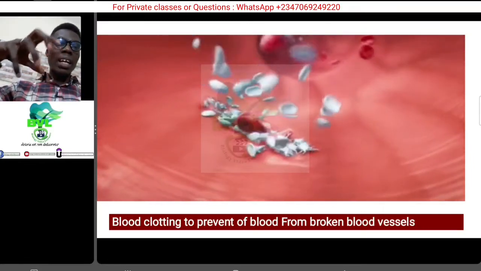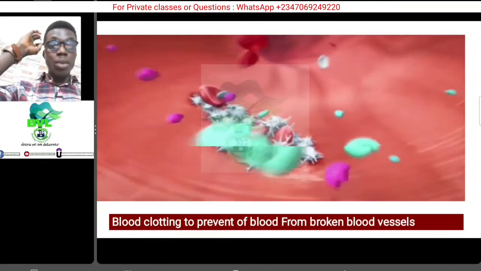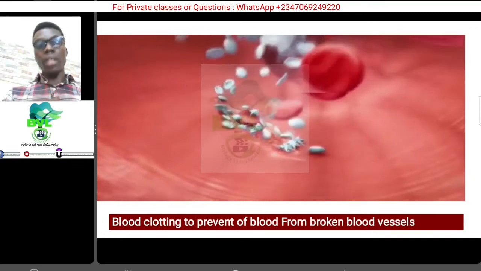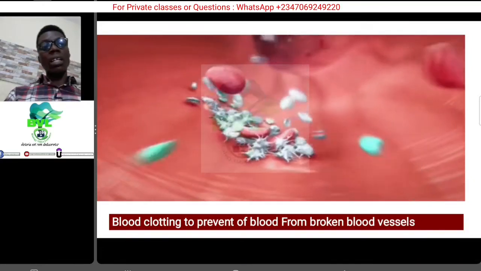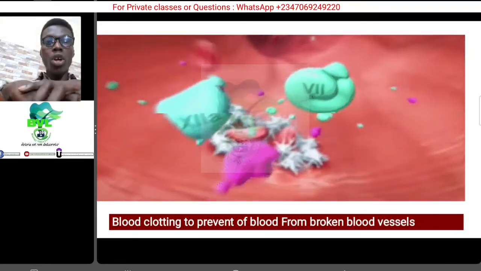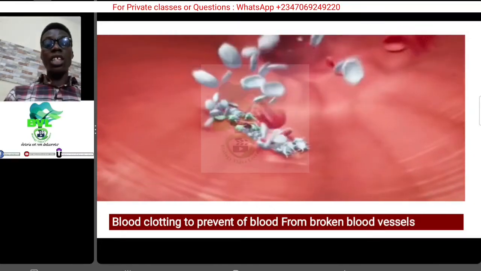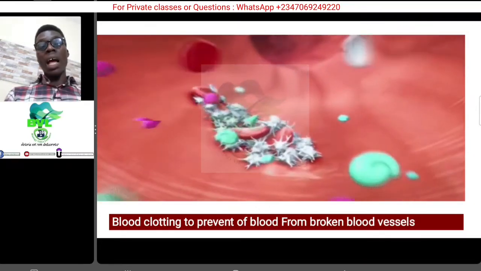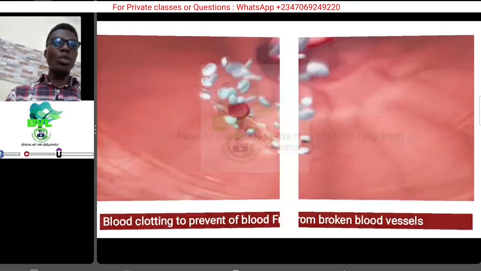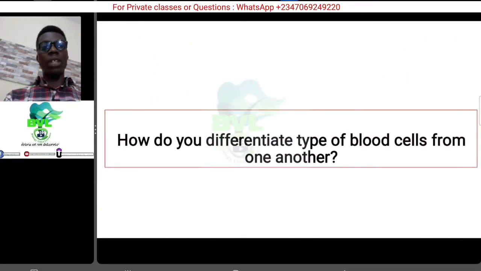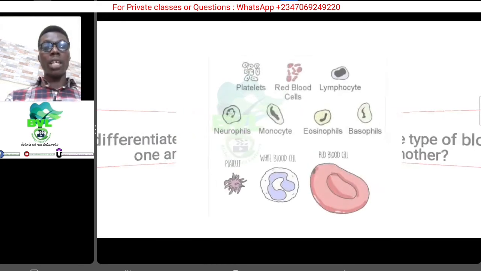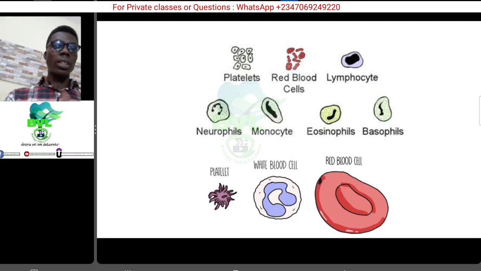Those things that look like fragments are the platelets, and the red blood cells, and some other white blood cells come around. Everybody comes around there to block off the bleeding, but it is initiated by platelets and some other clotting factors like that. So now the question is, how do you differentiate different types of blood cells from one another? It's a common question in GCSE, so you should just take a picture of these in your heart, especially these 3 you have down here.